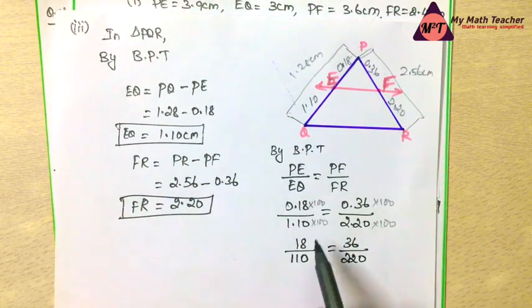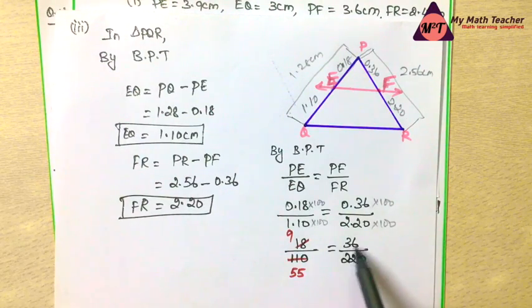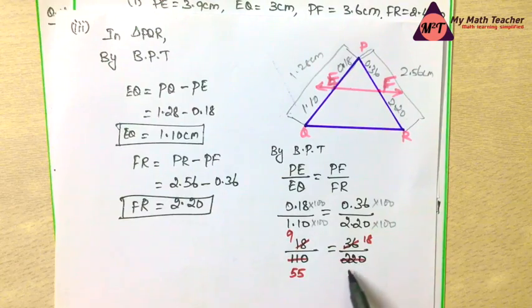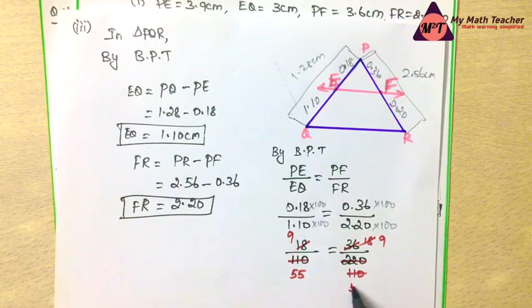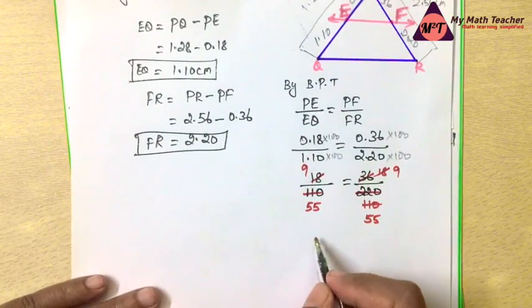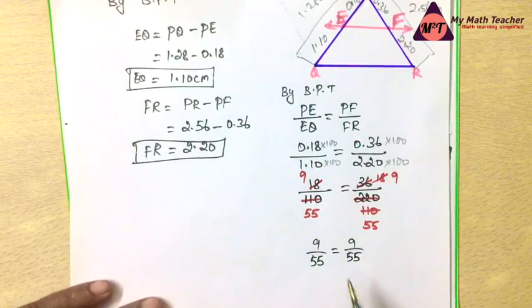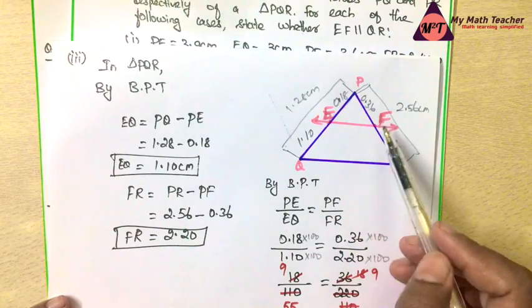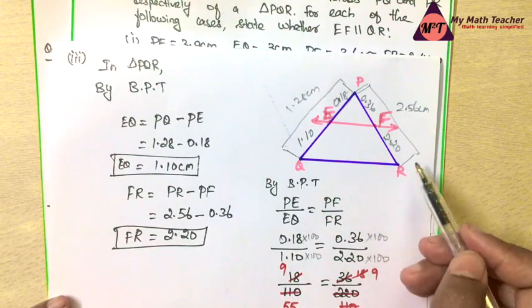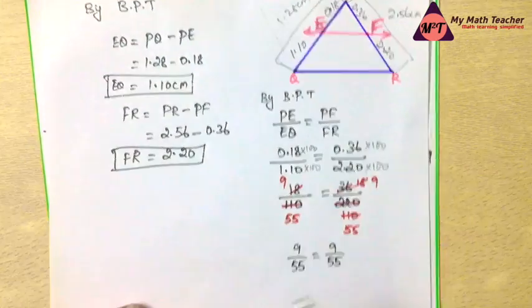Now you can simplify. You can divide by 2. It will be 9 over 55 on one side; on the other, dividing by 2, it will be 18 over 110. Divided by 2 again, 9 over 55. The answer here is 9 by 55, which is equal to 9 by 55. Now we can see LHS is equal to RHS. That is, PE divided by EQ is equal to PF divided by FR. So by converse of this theorem, from this proof we can say EF is parallel to QR.